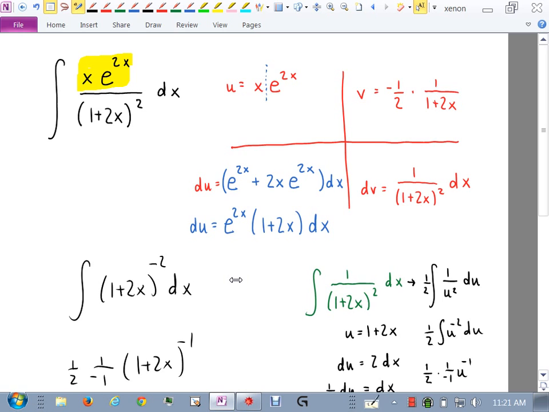Tricky problem. I think I've shown that to four students in my office hours and now to the whole class. So a lot of people had trouble with this one.